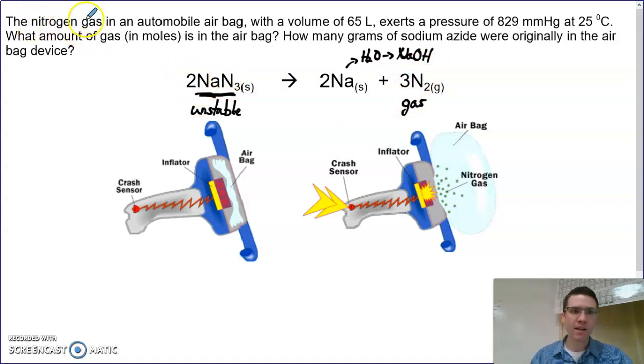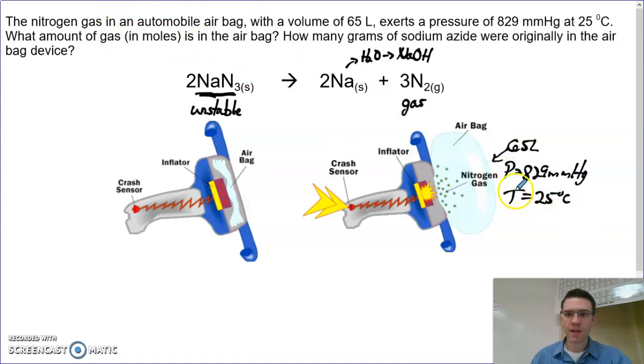And let's say that this is our problem. The nitrogen gas in an automobile airbag with a volume of 65 liters. So our airbag's filled right now. This would be after it reacted. We have 65 liters here. And it exerts a pressure of 829 millimeters of mercury. So my pressure, 829 millimeters of mercury. And we have a temperature, 25 degrees Celsius. What amount of gas in moles is in the bag?